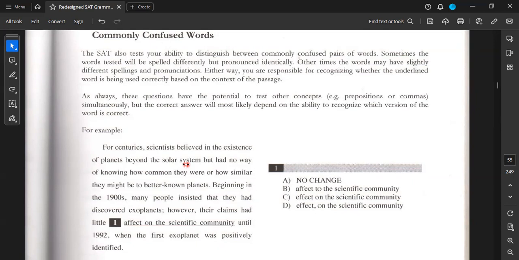So A, their claims had little effect on the scientific community, or B, their claims had little effect to the scientific community, or C, their claims had a little effect on the scientific community, or D, their claims had a little effect on the scientific community. So just hearing your opinions, guys. A, B, C, D. What do you think?